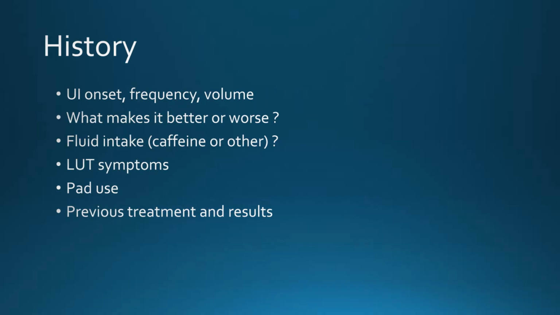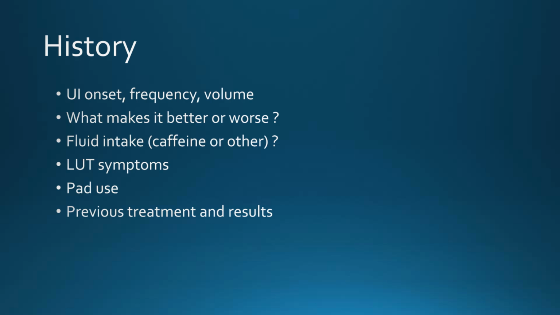When we evaluate urine incontinence, we want to establish: when did it start? Is it recent? Has it been going on for years? What's the frequency? Is it once or twice a day? All the time? Try to establish the volume. Is there a little spotting on underwear or the pad, or is it full? Figure out what makes it better or what makes it worse.